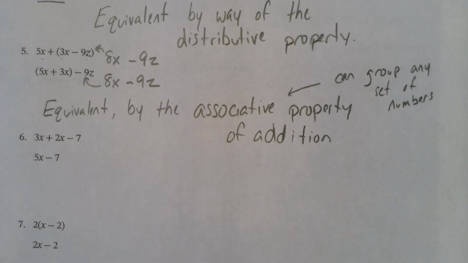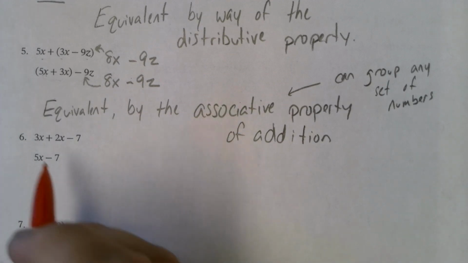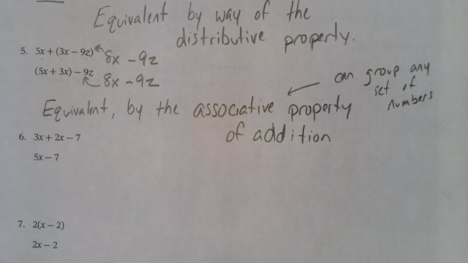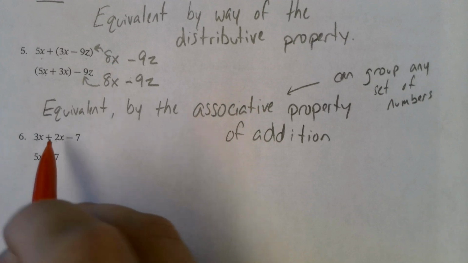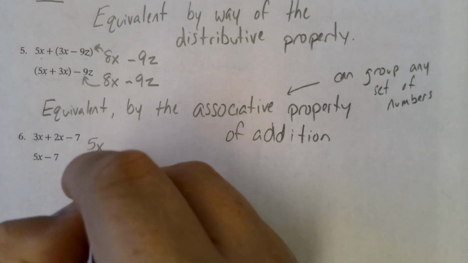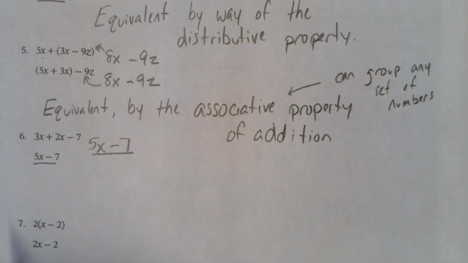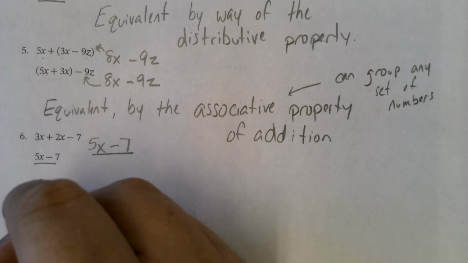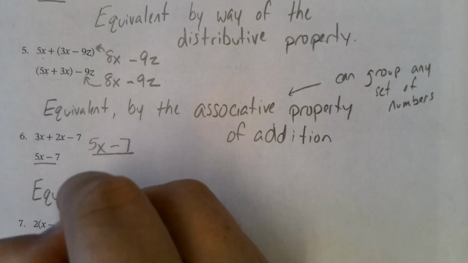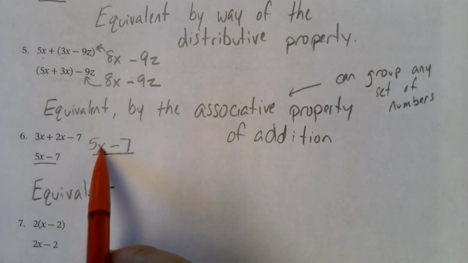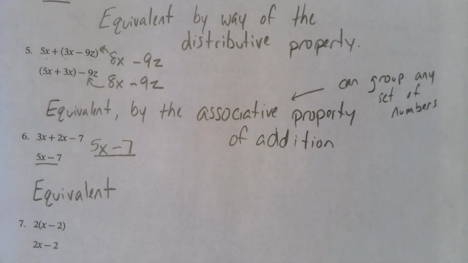Number 6. If I am looking at this, I'm going to combine my like terms. Well, 3x plus 2x equals 5x minus 7. Well, we have 5x minus 7 here. Those are the same. These are equivalent. And they're equivalent because when you combine like terms, I get the same expression for both.